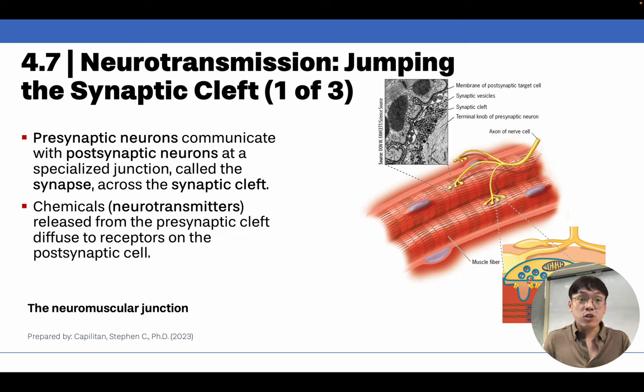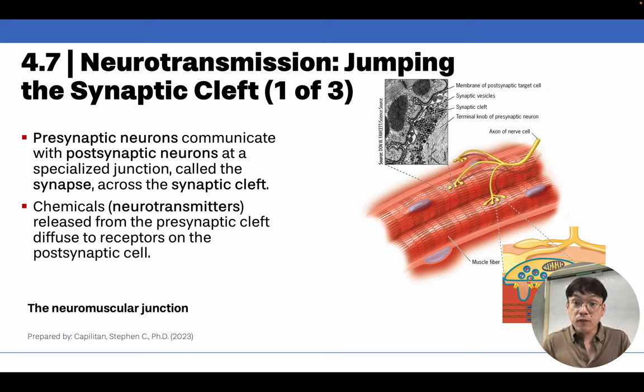Next, neurotransmission, jumping the synaptic cleft. So there are what we call presynaptic neurons. They communicate with postsynaptic neurons at a specialized junction. We call it a synapse. They are across synaptic clefts, and they transmit chemicals called neurotransmitters, which are released from the presynaptic cell, diffusing to the receptors of the postsynaptic cell.